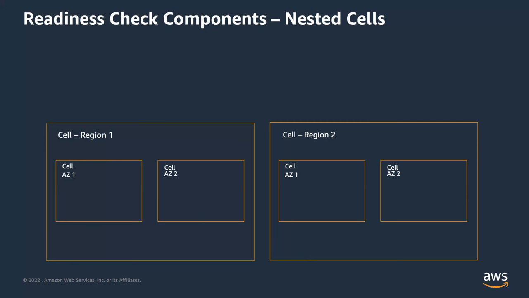Now, one thing to note is that you determine the boundary of what a cell includes. It's typically an availability zone or a region, but you can also have more complex designs where, for example, here we have cells that are not only within an AZ, but then they're also nested in a region, and you can support more complex designs like this.